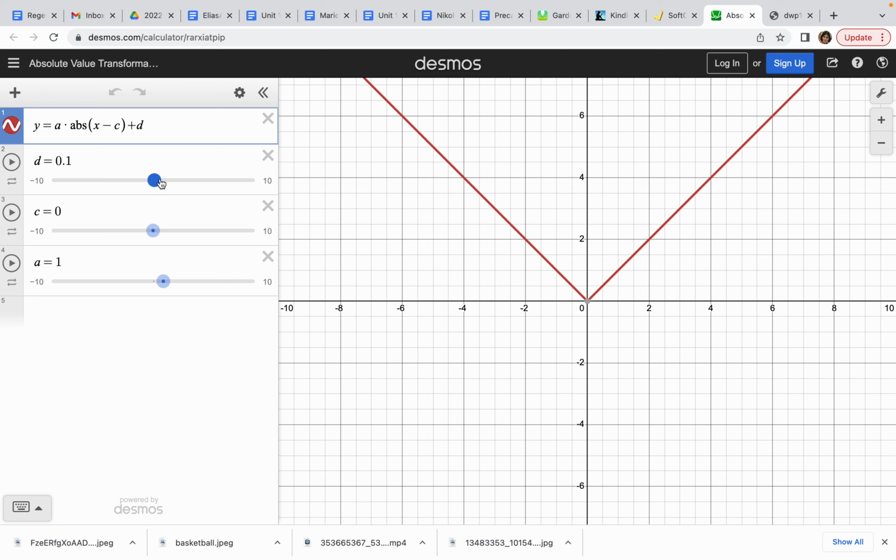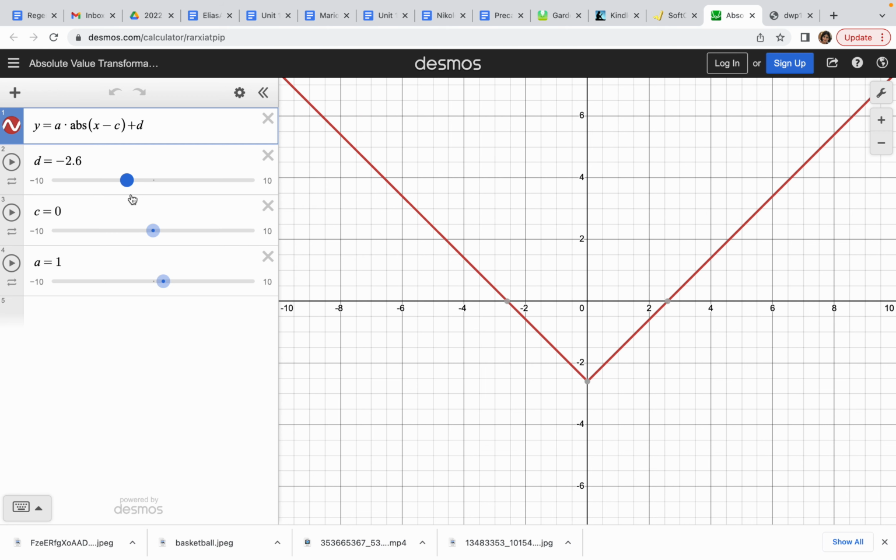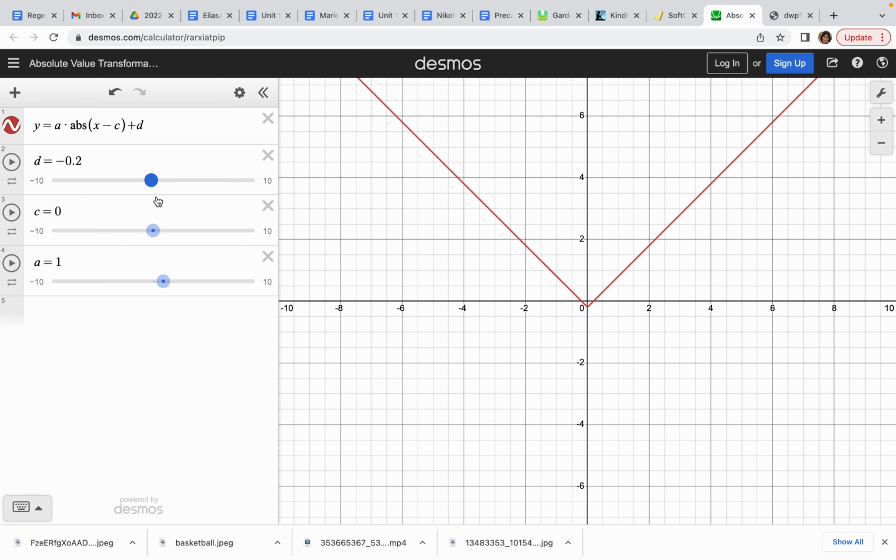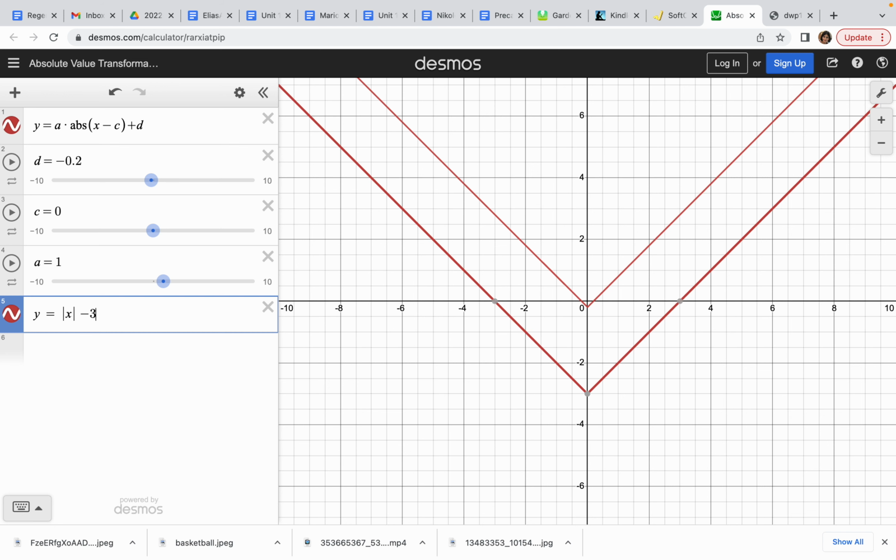If I move d in the positive direction, it moves that graph up. If I move it in the negative direction, it moves that graph down. So if we were building our own absolute value function, y equals the absolute value of x plus 4, it puts it right up here at 4. Having the absolute value and then a plus, or even a minus, it's going to move it down. This is what's changing the vertical. We call this a vertical translation. It's moving the graph up or down.